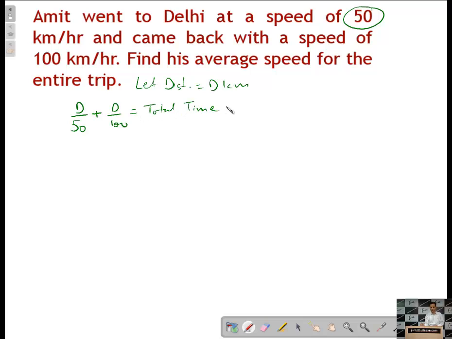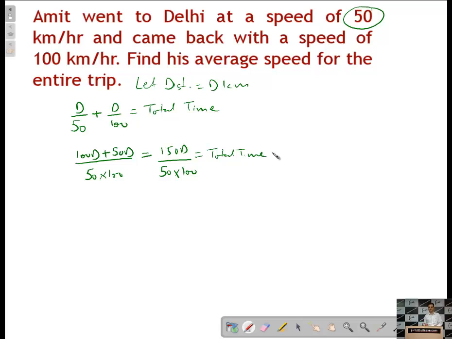Total time, students, will be equal to, with LCM 50 into 100, I will write straightaway here, 100d plus 50d, which will be equal to 150d upon 50 into 100. This is equal to total time.